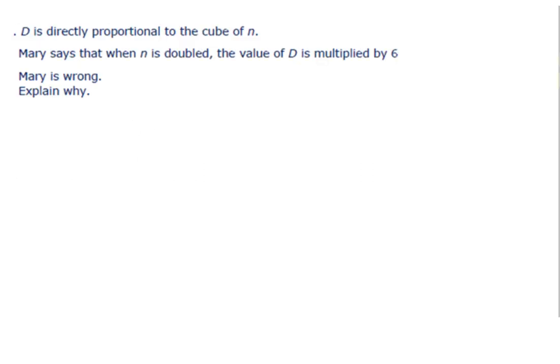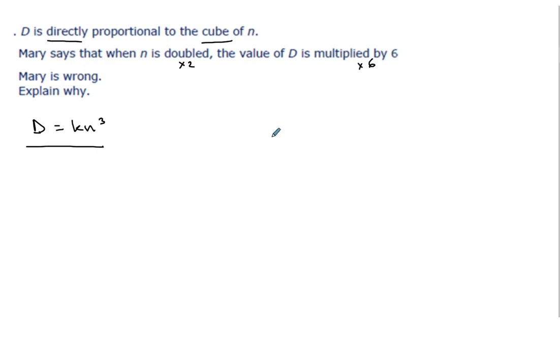So d is directly proportional to the cube of n. So we just write d equals k n cubed. As long as you're able to do that, then everything else falls into place. Mary says when n is doubled, the value of d is multiplied by 6.